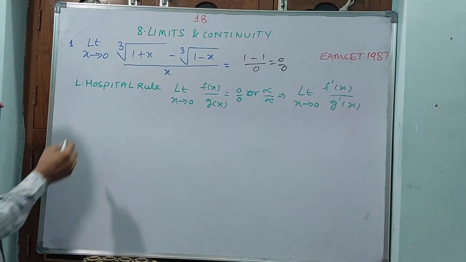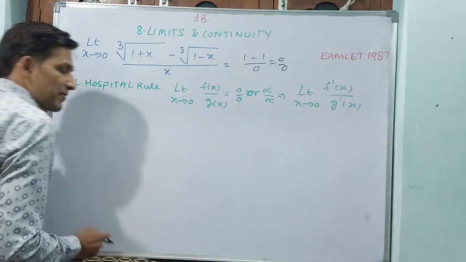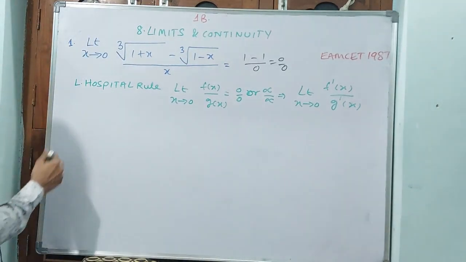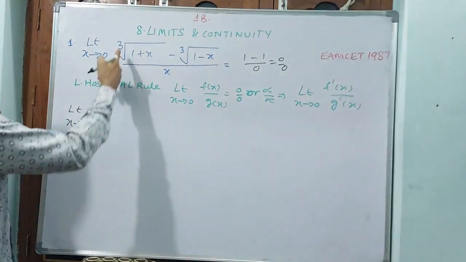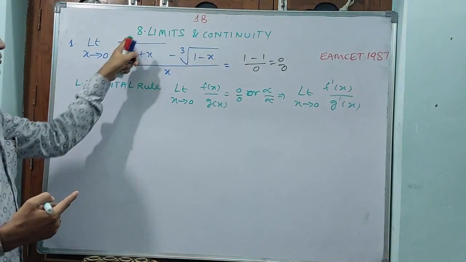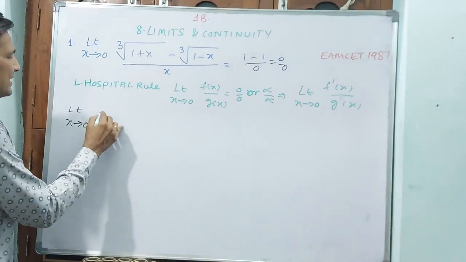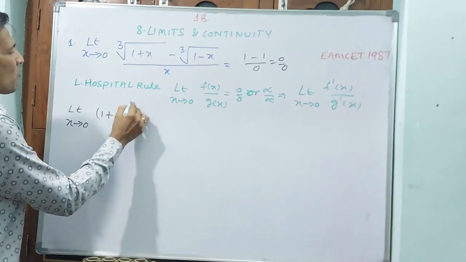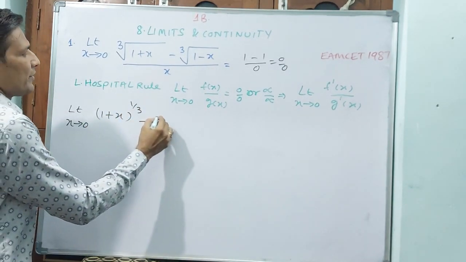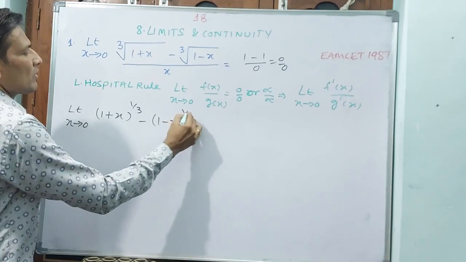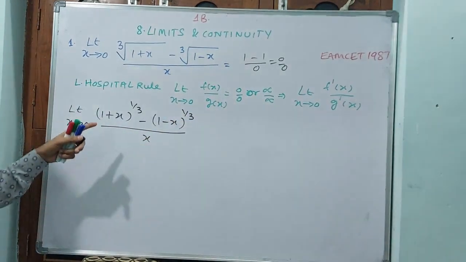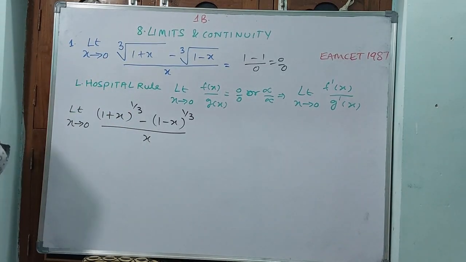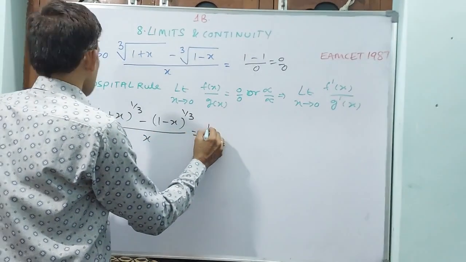Differentiate this. The limit you have to keep like this only. Only after differentiation do you apply the limit. Write down: limit x tends to 0 remains the same. We have 1 plus x whole to the power of 1 by 3 minus 1 minus x whole to the power of 1 by 3, by x. Cube root means power 1 by 3. Then how do we convert it? By differentiation.